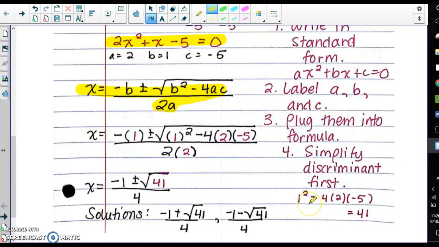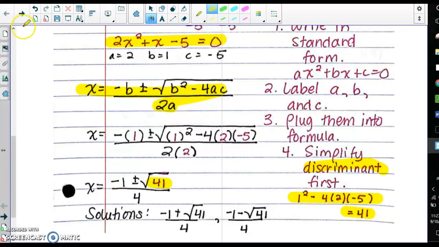All right, the first thing you want to simplify is the discriminant. The discriminant is 1 squared minus 4 times 2 times negative 5, which gives us 41. So that's where this 41 comes from. And then opposite 1 is going to give you negative 1. And then 2 times 2 is going to give you 4 on the bottom. So I don't have any radicals in the denominator. 41 can't be reduced anymore. So my final answer is negative 1 plus or minus the square root of 41 over 4. And my two solutions are negative 1 plus the square root of 41 over 4 and negative 1 minus the square root of 41 over 4.